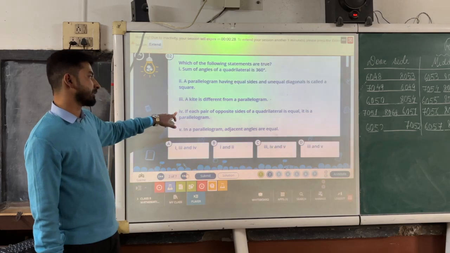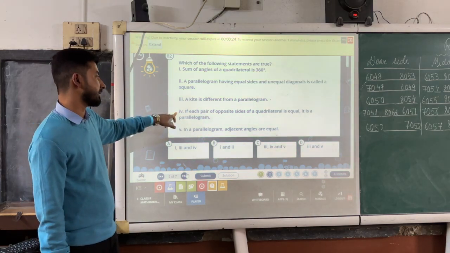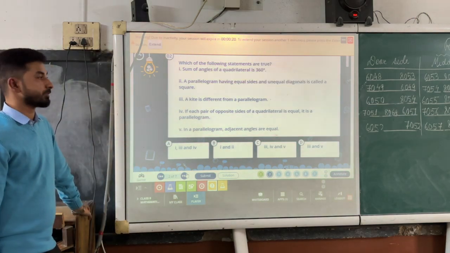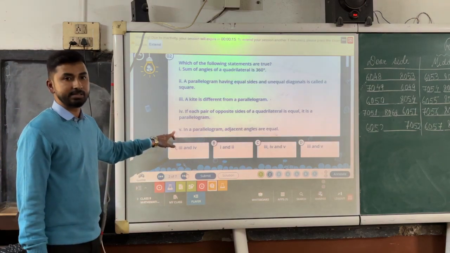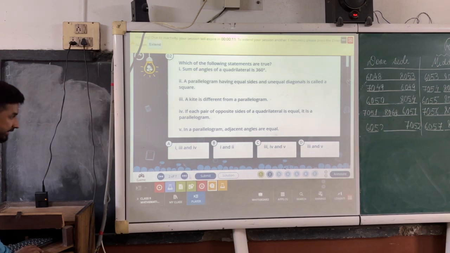If each pair of opposite sides of a quadrilateral is equal, it is a parallelogram. True. In a parallelogram, adjacent angles are equal. No. In a parallelogram, adjacent angles are always supplementary. So let us check the answer.